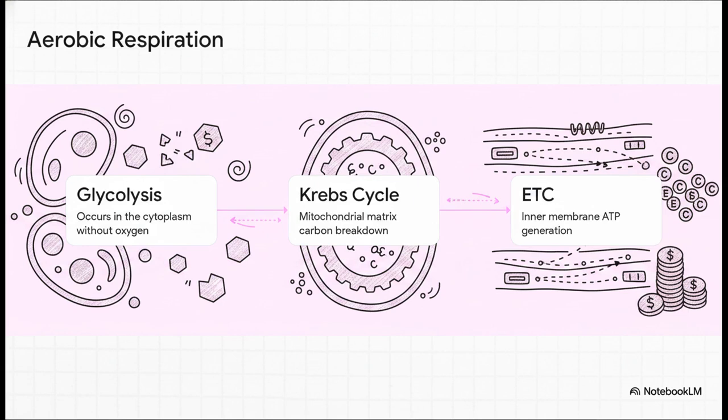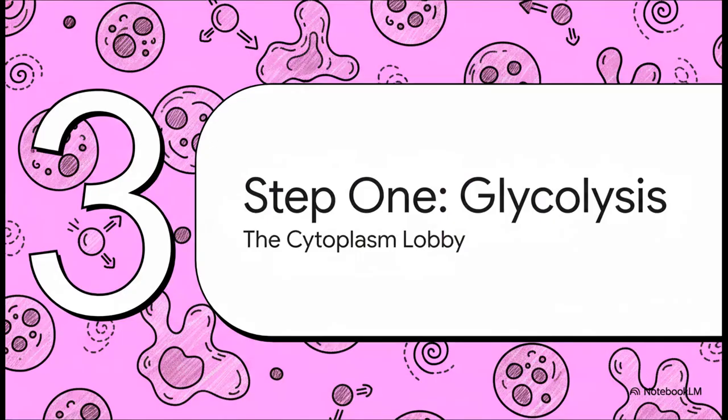To get the absolute most bang for our glucose buck, aerobic respiration uses this incredibly efficient 3-step manufacturing process. First up is glycolysis out in the cytoplasm. Next, the Krebs cycle deep in the mitochondrial matrix. And finally, the electron transport chain on the inner membrane. Okay, section 3, step 1, glycolysis, the cytoplasm lobby.